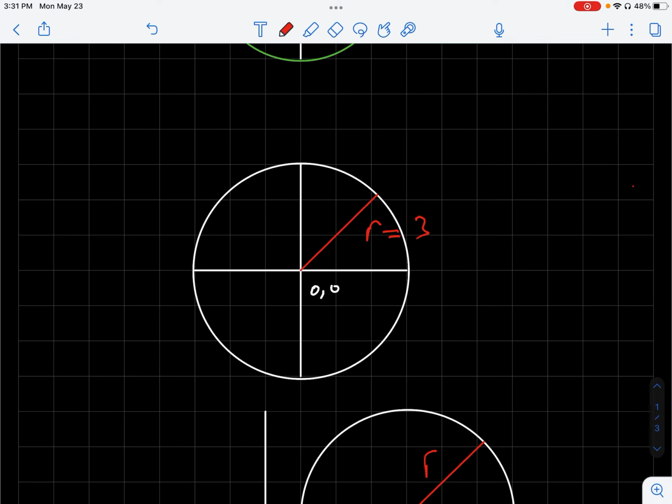So we come down here to our second circle, and we can see that the center of the circle is on the origin, and our radius is 3. So that doesn't change anything. X squared plus y squared equals 3 squared, or x squared plus y squared equals 9, which is the equation of our circle.